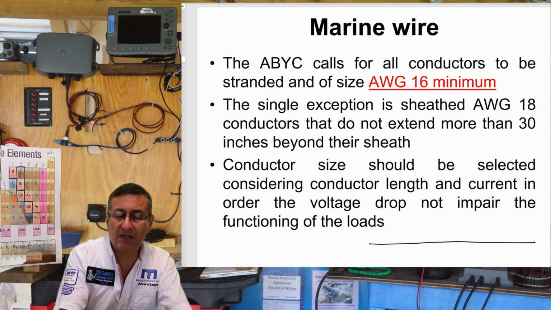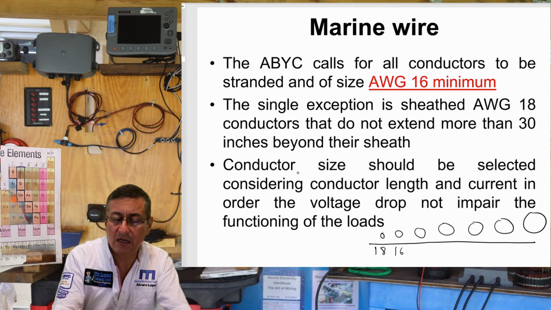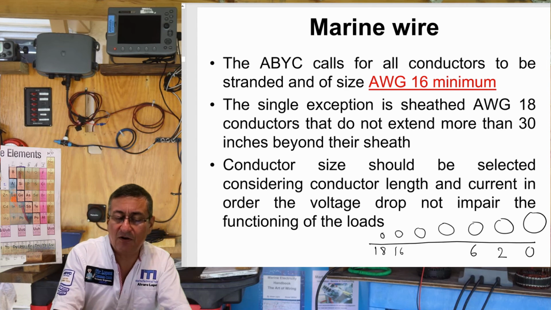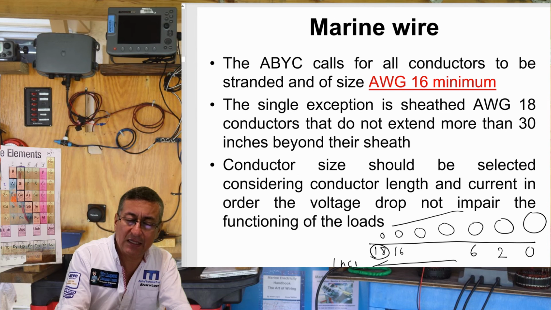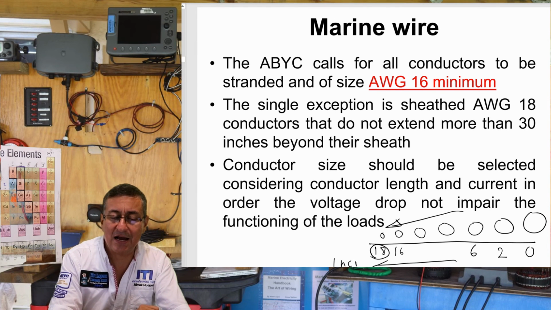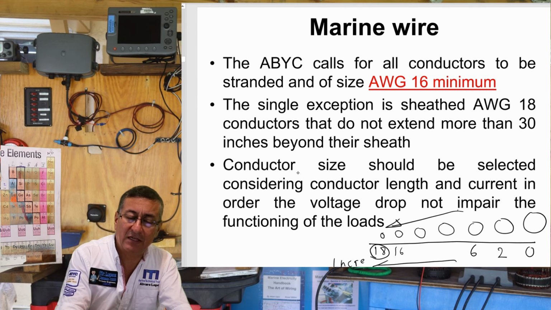All right, let me explain something. This is the diameter of the wires. And this is the number. The smaller ones are 18, 16, and the big ones are number 6, number 2, number 0. When the number increases, the diameter increases.